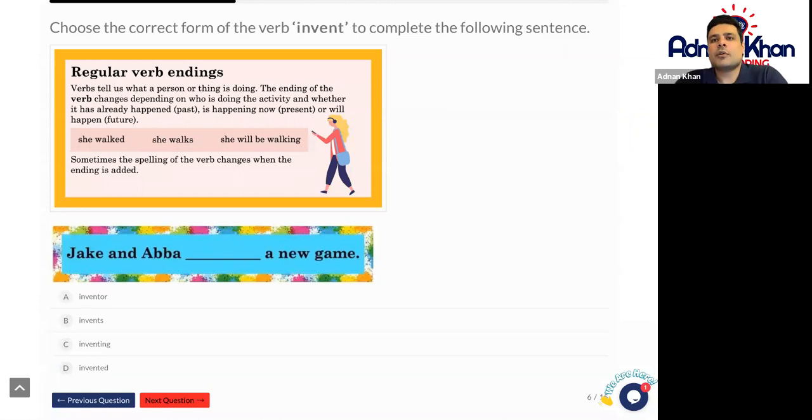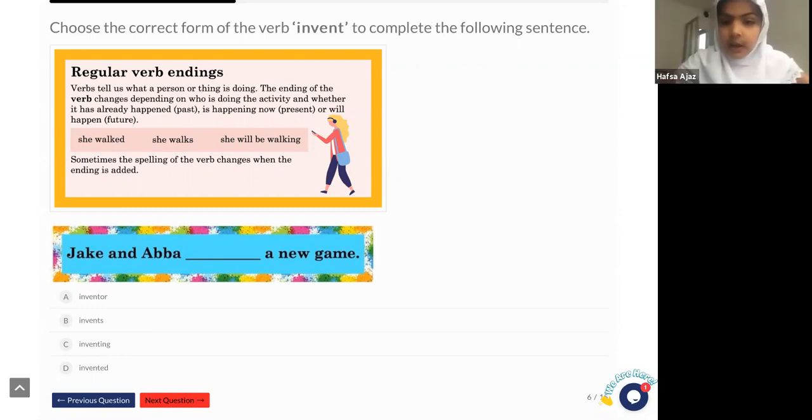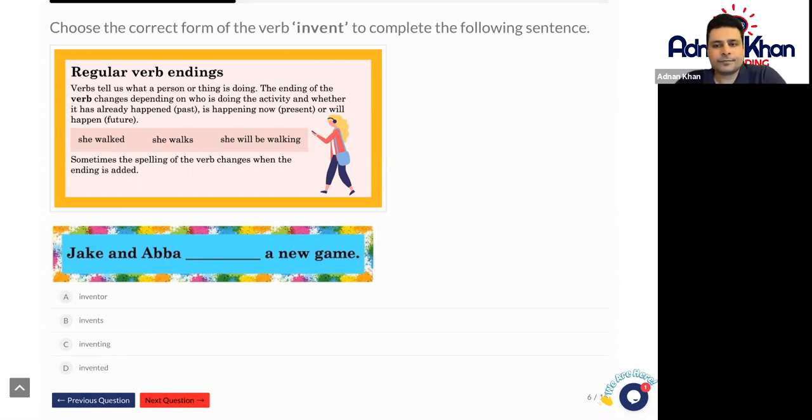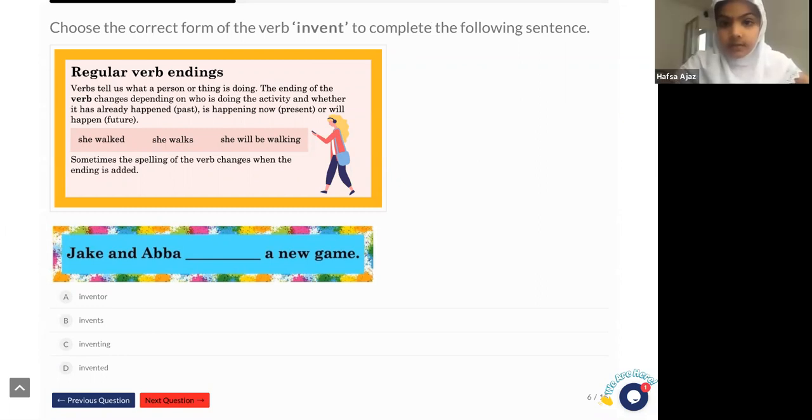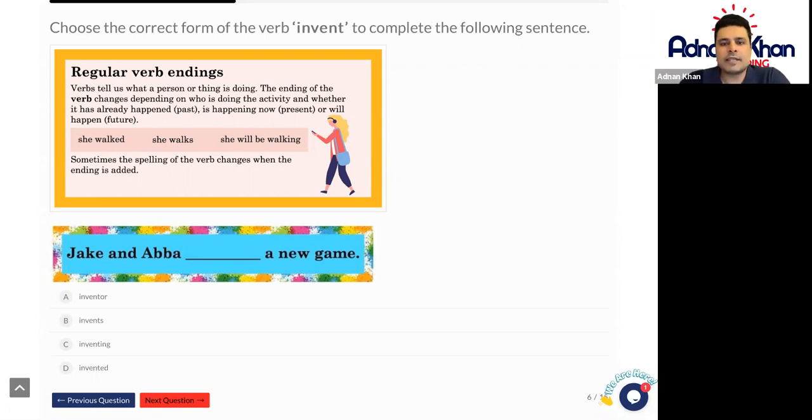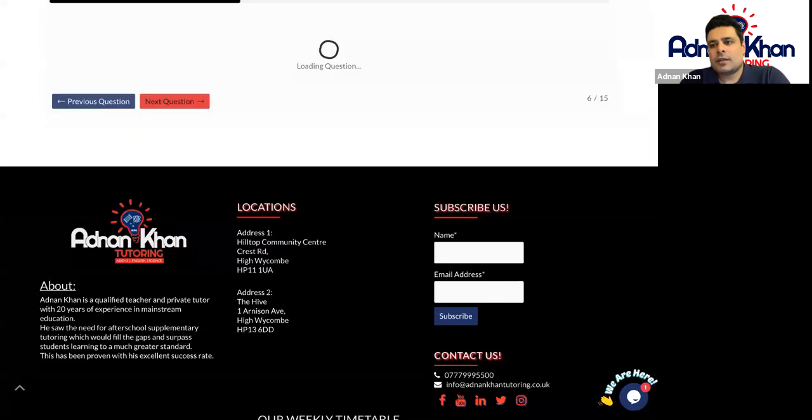This question is slightly different. Choose the correct form of the verb invent to complete the following sentence. Jake and Abba something a new game. What do you think this could be? Which one will complete the whole sentence? Invented. Yeah, good. Yes, and in this case, we're going for D, which is invented. The other options like inventor or invents or inventing will not actually make sense if you were to fit that in. So Jake and Abba invented a new game. Yes. Very good, Hafsa. Thank you so much.